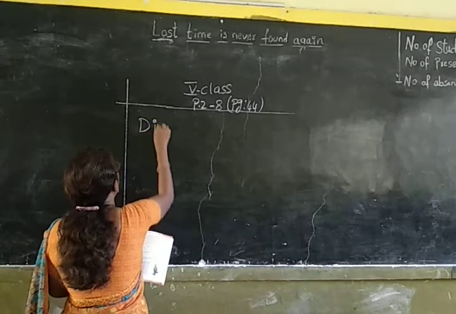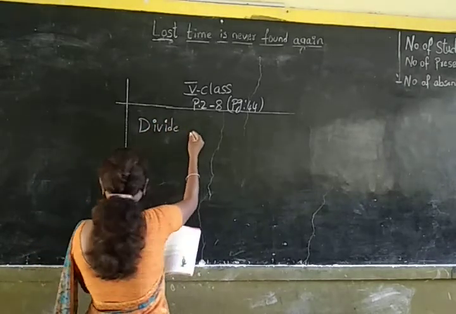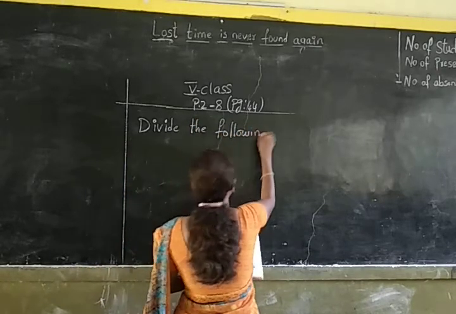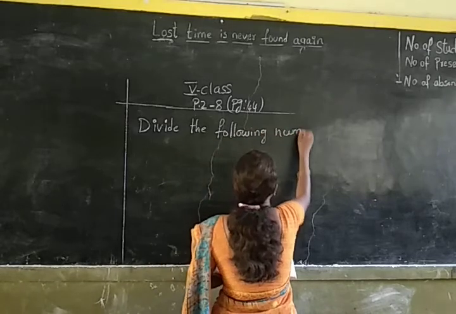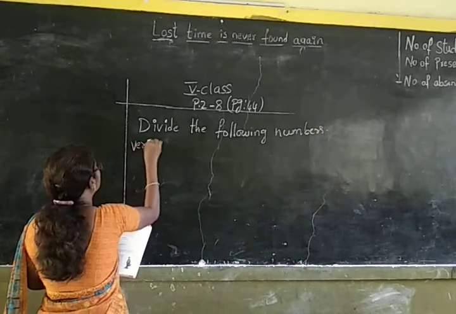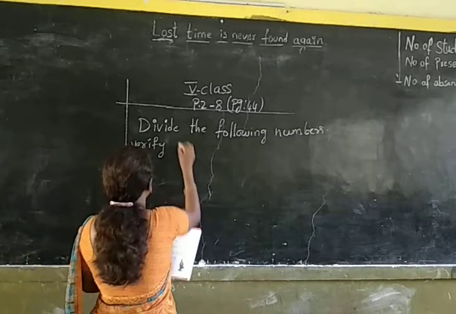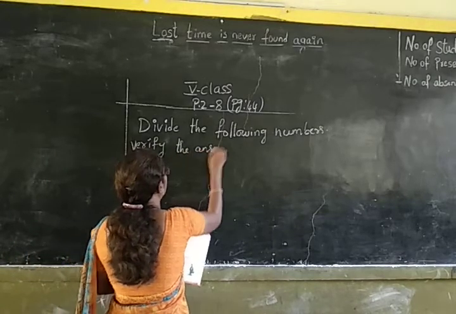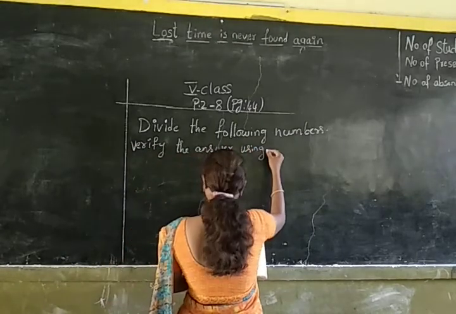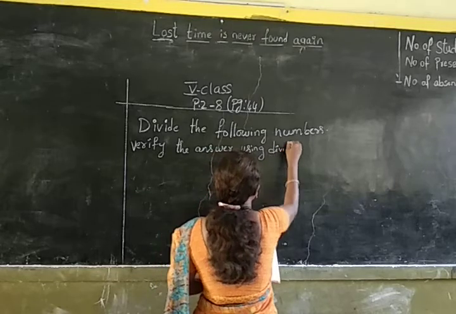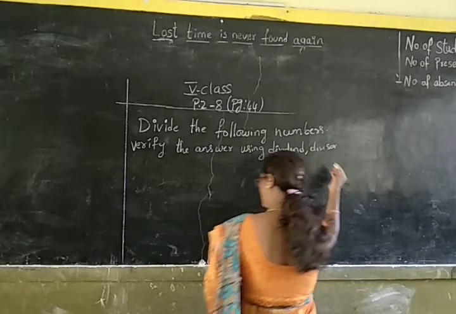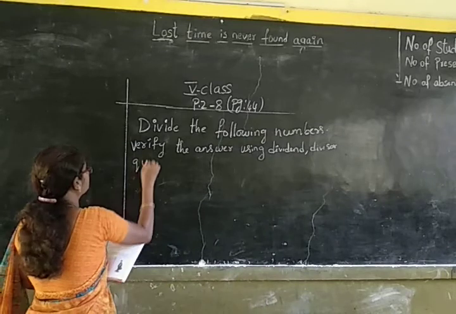So, divide the following numbers. Verify the answer using dividend, divisor, quotient and remainder.